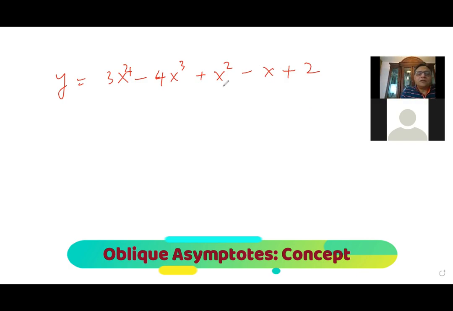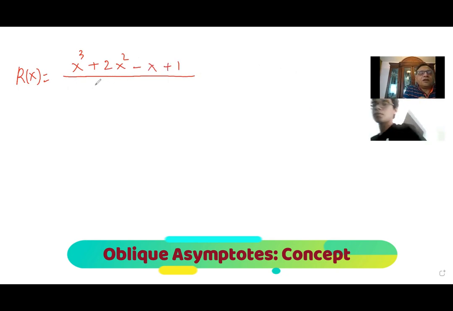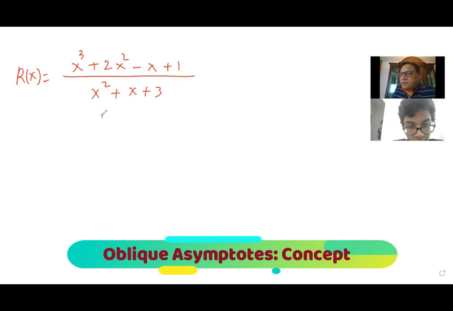Okay. And I want to divide this equation by, let me write a rational function. Let me clear this. So I'm writing a rational function as a ratio of two, x cubed plus 2x squared minus, let's say, x plus 1, right? And I'm dividing this by a quadratic function. Let's say we have x squared plus x plus 3. So that's the quadratic function.